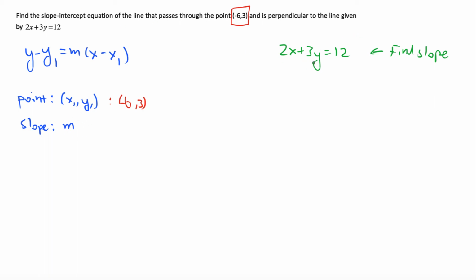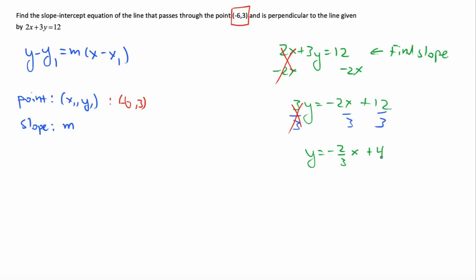So how are we going to find the slope of this line then? Well, we should just solve for y. So let's subtract the 2x from both sides. That will cancel out the 2x on the left. So we get 3y = -2x + 12. And finally, we'll divide both sides by 3. So we'll divide everything by 3 here. You notice that the 3's do cancel out, 3 divided by 3 is equal to 1. So y = -2/3 x + 4.